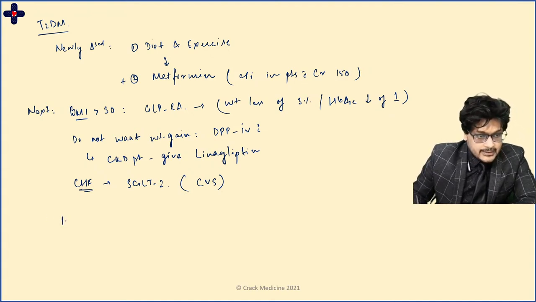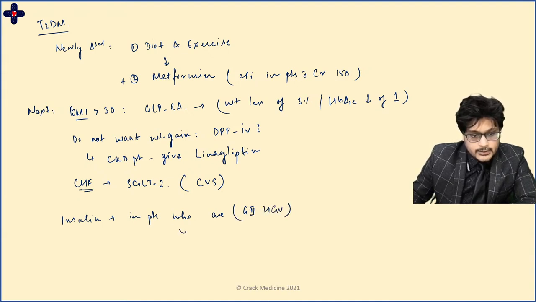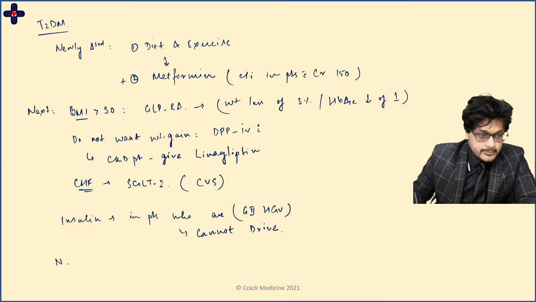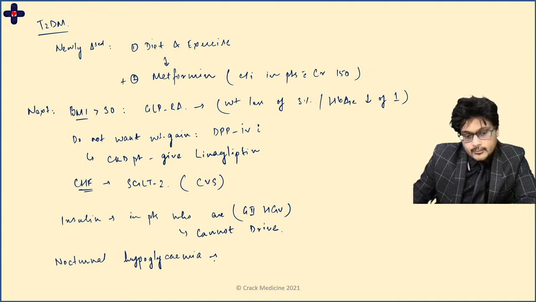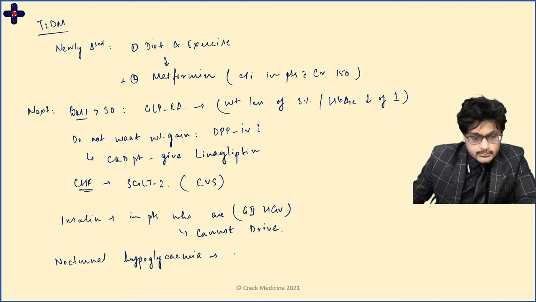Okay, yeah, as far as insulin is concerned, if you start insulin in patients who are heavy vehicle drivers, that is basically group 2, then they cannot drive. So you should be very careful in starting insulin in such patients. Also, if your patient experiences a lot of nocturnal hypoglycemia, then you have to add in insulin glargine.